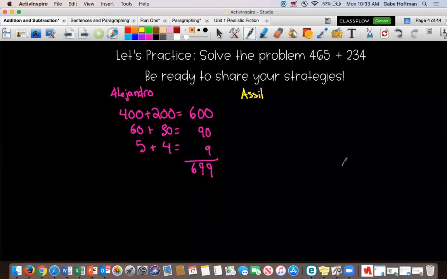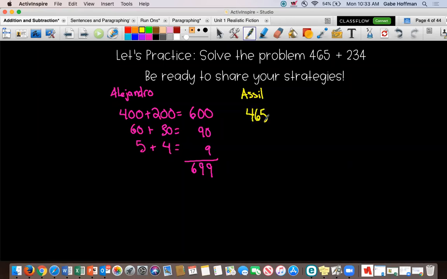As my strategy, and when I counted all of these, I got 699. So you did the algorithm. We call that the algorithm. So you did it like this. You did 465 plus 234. And you added the ones place. So you did 5 plus 4 is 9. The tens place, 6 tens plus 3 tens is 9. And 400s plus 200s is 600s. We call that the standard algorithm. So that's another way to do it.